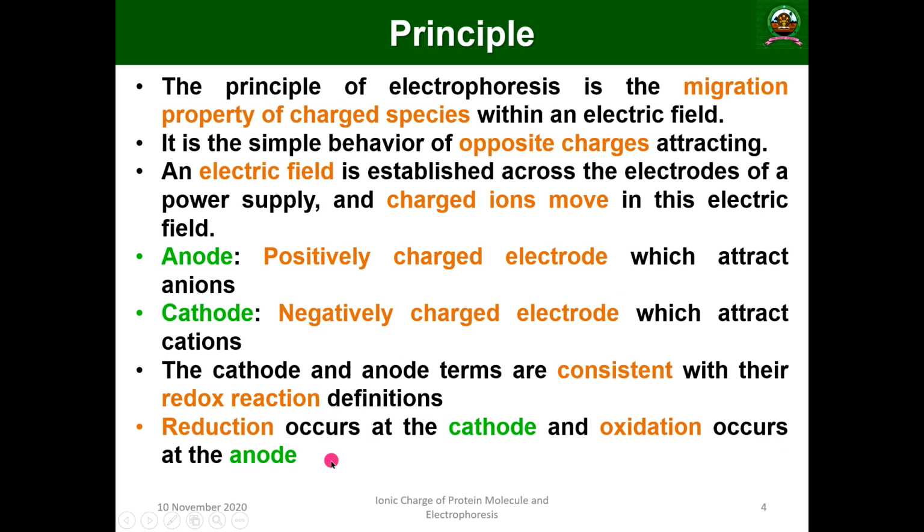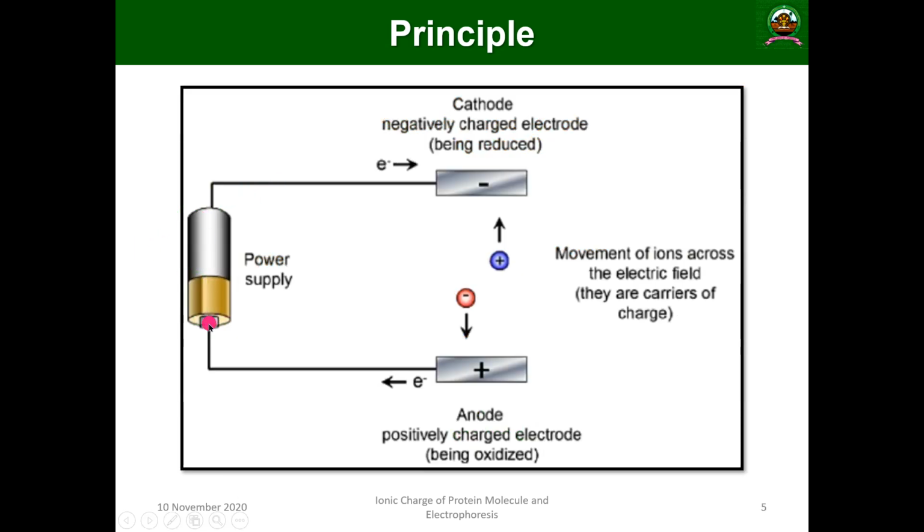Okay, one is removal of hydrogen, the next one is addition of hydrogen, and that is the addition of oxygen. That is the important concept here. So here you can see we have a power supply, and this is the anode, the positively charged electrode, that will always be oxidized, as I said, and here the electrons will be lost. Then the cathode, the negatively charged electrode, is being reduced.